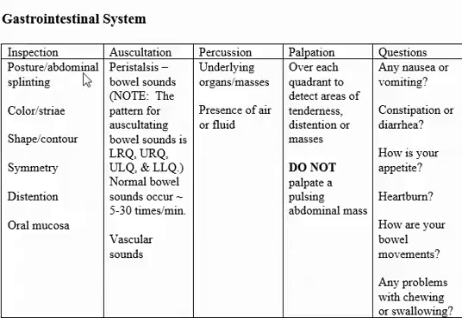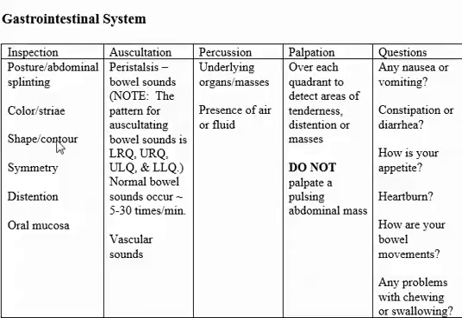We have posture, abdominal splinting. Another word for splinting is guarding. So if you see somebody that has abdominal pain and you go to touch them, you'll notice they'll guard it. They'll try to protect it. Okay? Striae, those are stretch marks.